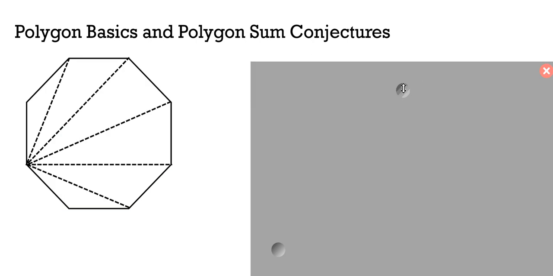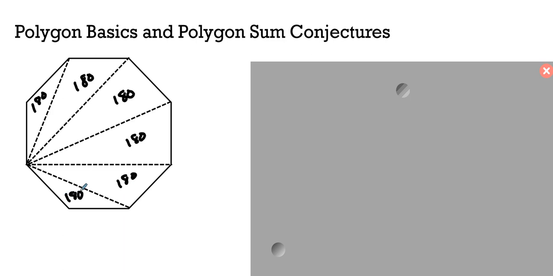Now the first of, I think, just 2 conjectures here. We've got our octagon here, an 8-sided polygon broken up into 6 triangles. So these triangles are all formed by the diagonals that are coming out of one vertex, right? And each of these has 180 degrees in them, because we know that about triangles.